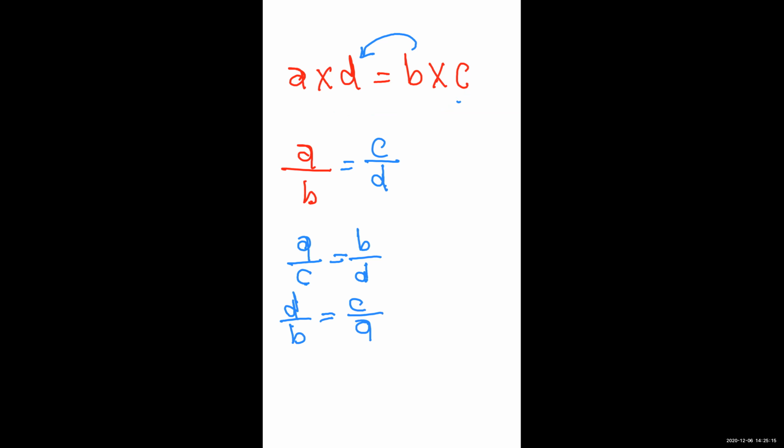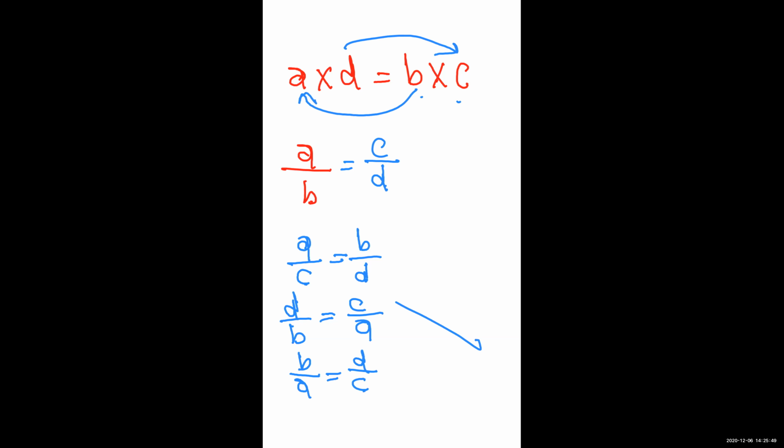D over B equals C over A. One more ratio: B over A equals D over C. All these ratios, guys, are correct. B over A equals D over C.